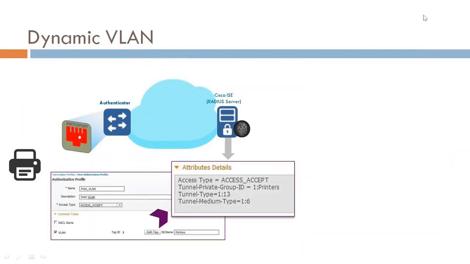Let us see this dynamic ACL assignment in this particular animation. Here you can see I have one printer connected to this particular switch port. This is my authenticator. This is my authentication server. Now, what will happen here? Let's see.